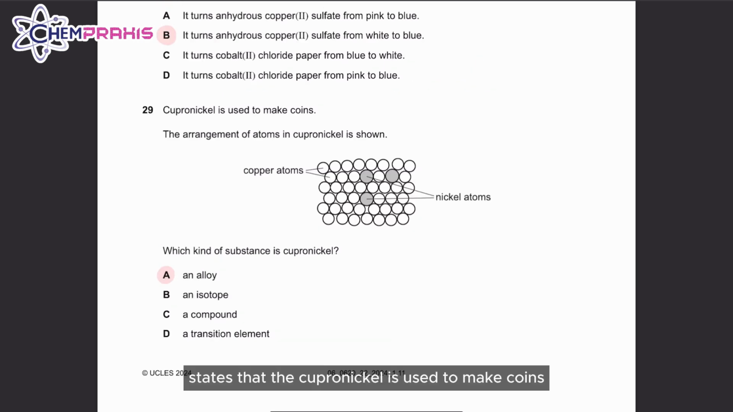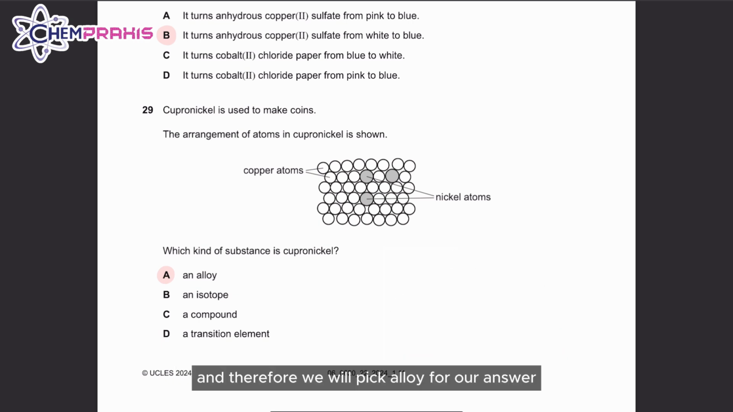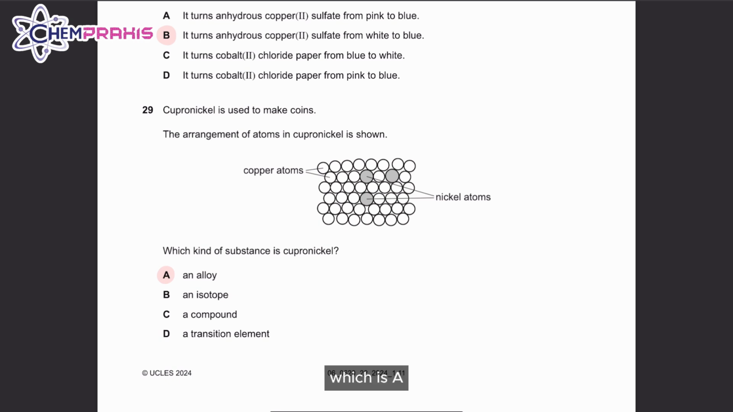Question 29 states that copper nickel is used to make coins. The arrangement of atoms in copper nickel is shown below. Which kind of substance is copper nickel? Based on the arrangement seen in the atoms of copper nickel, we can see that it resembles the structure of alloys. And therefore, we will pick alloy for our answer, which is A.